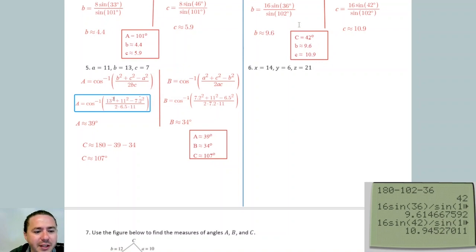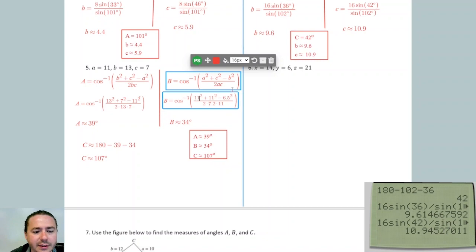So B is 13, so these two would be 13. C is 7 in this case, so I'm going to change these to 7. And then A is 11. And if I'm trying to find angle B, side A is 11, side C is 7, side B is 13. And then we've got 2 times A, which is 11, times C, which is 7.